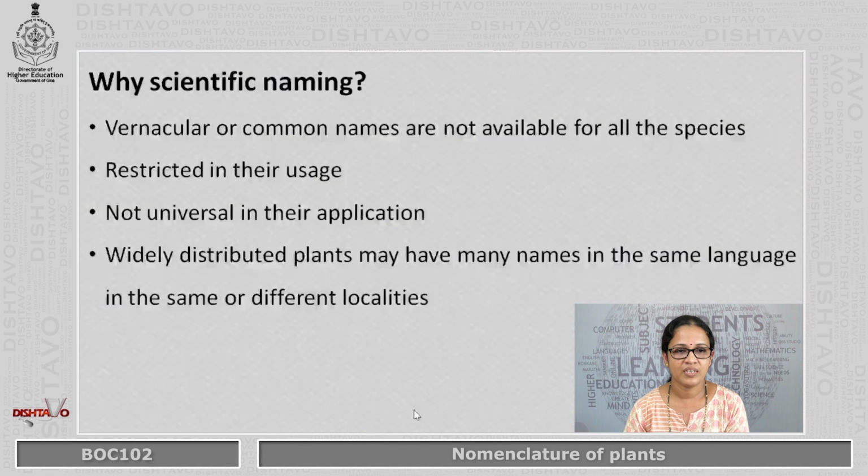Why scientific naming? Why not common names or vernacular names or the local names? Vernacular names or common names are not available for all species. These are restricted in their usage. They are not universal in their application, and widely distributed plants may have many names in the same language, in the same locality, or different localities.